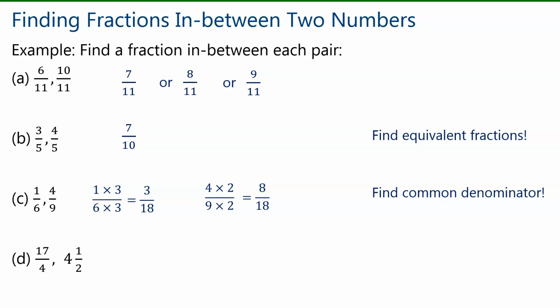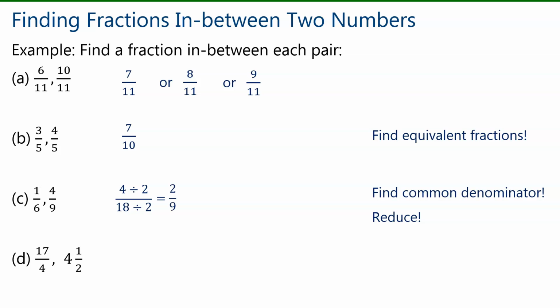Now I have several options here for fractions that we can write in between 3 over 18 and 8 over 18. I'm going to say 4 over 18. Now whenever we're dealing with fractions, we can't forget to always put it in simplest form. We need to reduce 4 over 18. Now both of these numbers are even, so I can divide by 2, giving me 2 over 9. So I can say that 2 over 9 is in between 1/6 and 4/9.